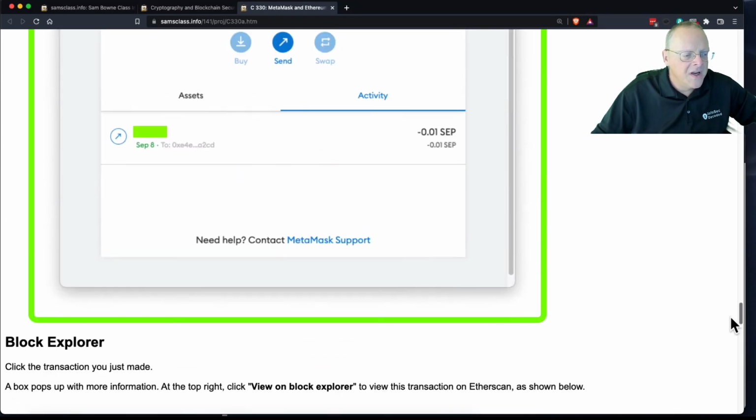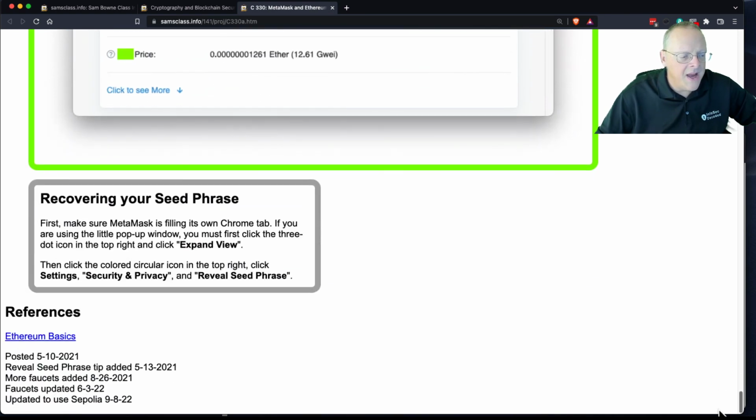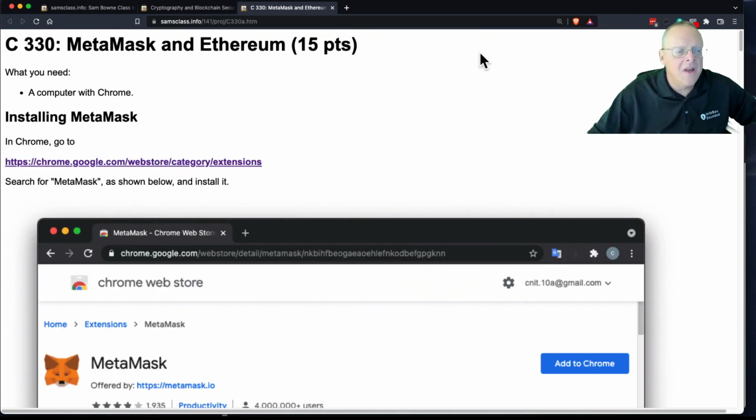So set up your MetaMask and get some Ether, and then we'll make a smart contract and deploy it to a test chain, but that'll be a separate project. I'm going to stop this.